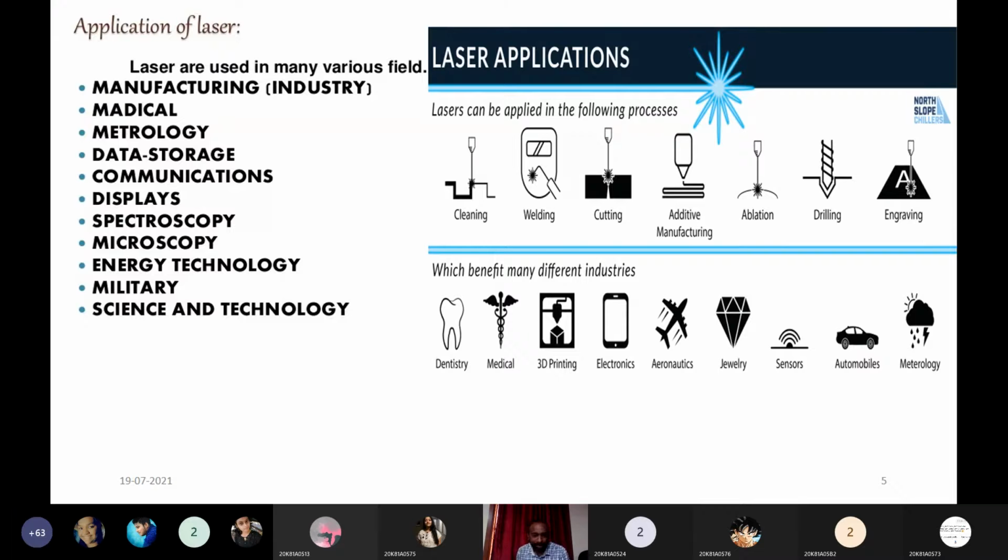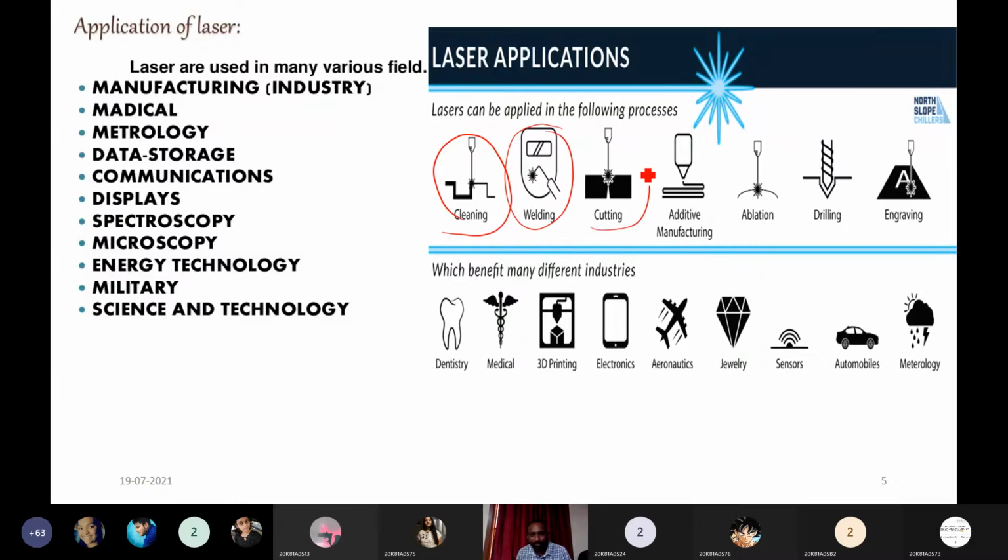Okay, first point, we have to see applications and advantages, how easily we can produce the laser beam. This depends. If you have lots of applications, you can develop many things. So we'll see laser applications here. In laser applications, many industries can use lasers for cleaning purposes or welding purposes.